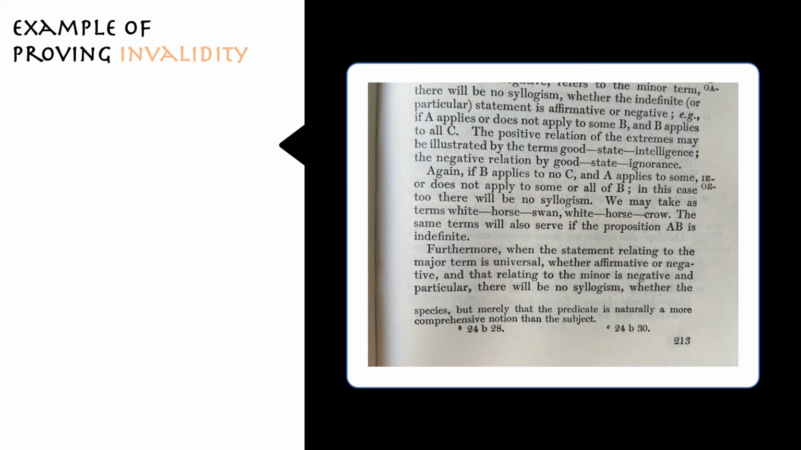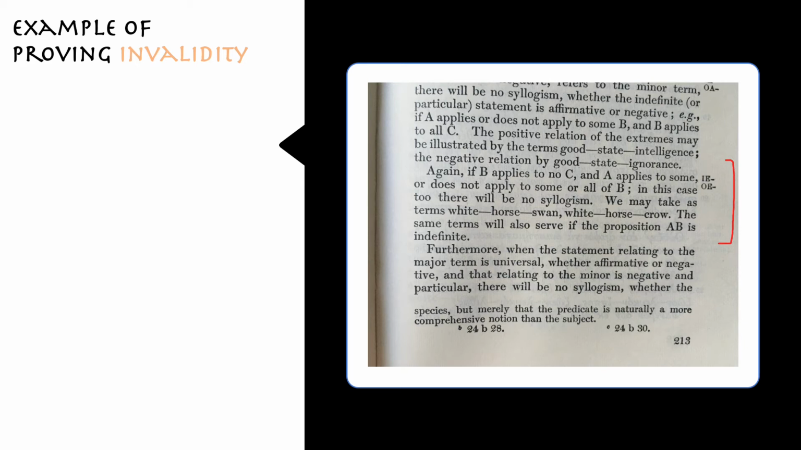Let's look at an example of Aristotle proving the invalidity of a syllogism. Here's the quotation: "Again, if B applies to no C and A applies to some or does not apply to some or all of B, in this case, there will be no syllogism. We may take as terms white, horse, swan, white, horse, crow."